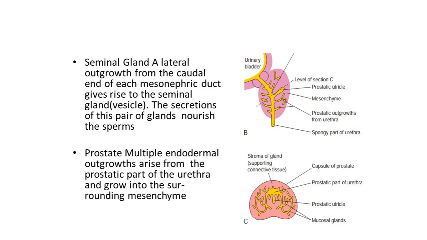So for the seminal glands, we can see the lateral outgrowths from the caudal end of each mesonephric duct. The secretion of this pair of glands nourishes the sperm. And the prostate forms from multiple endodermal outgrowths from the prostatic part of the urethra into the surrounding mesenchyme.